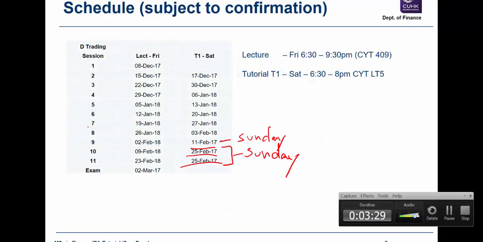So this is the calendar. Today we are right here. Notice towards the end there are a couple of tutorials which unfortunately have to happen on Sunday because I have some private engagements I cannot get out of. But that's next month, so it's far away.